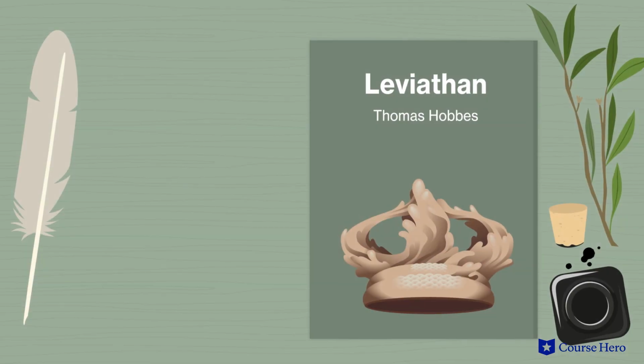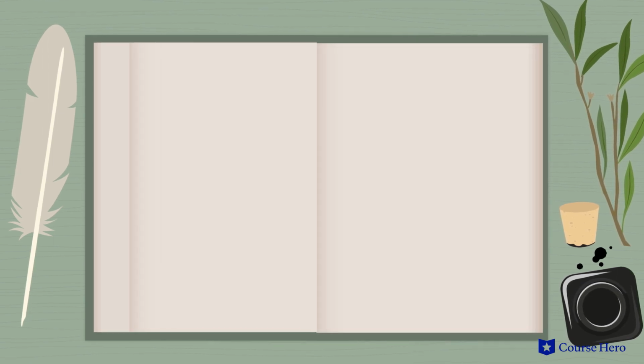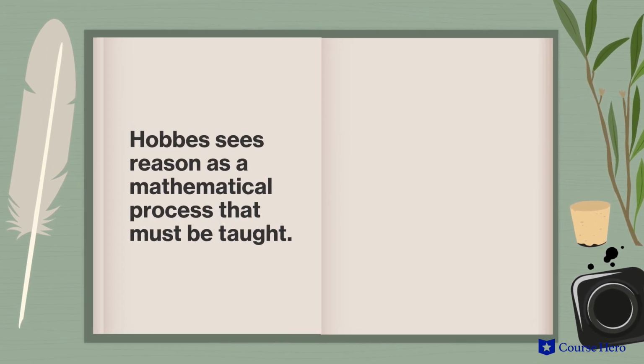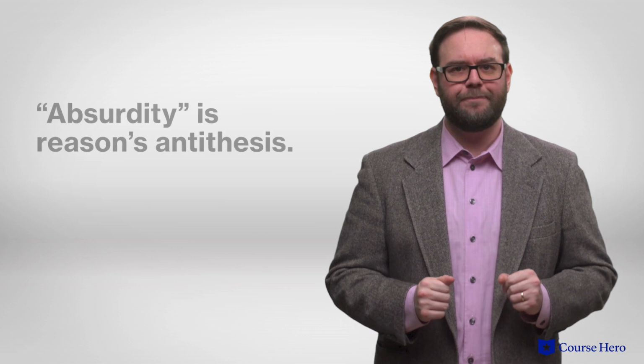Hobbes describes reason as completely dependent on correct speech and the scientific method, something that does not occur naturally in people. He sees reason as a mathematical process that must be taught. This entails the adding and subtracting of correctly used words and names in various combinations to signify thoughts accurately.